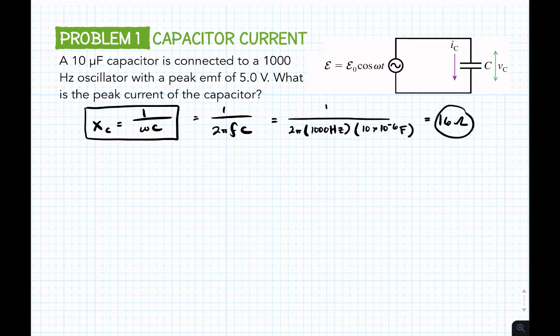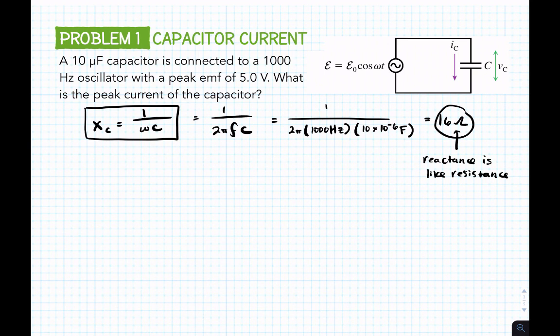16 what? What unit? Radians. Oh, okay. Well, it's not super obvious, but radians per second times farads apparently is inverse ohms. So good look at that one. But the main thing to remember here is, the reactance is a kind of resistance. Anytime you have a resistance, it gives you ohms.